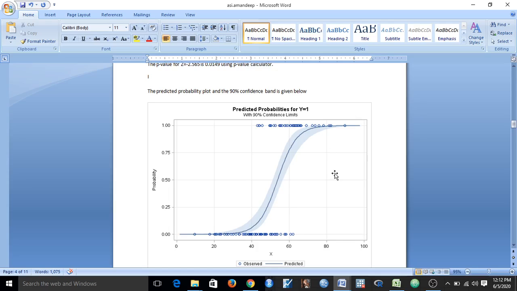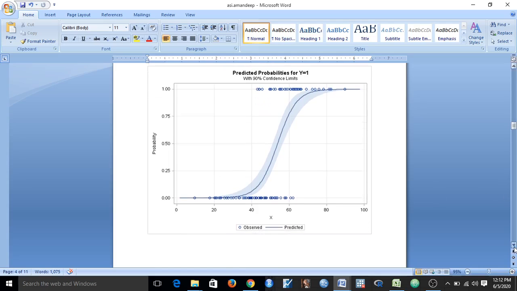So as we can see, this takes the shape of a logistic regression model. We can trace out that at x equals 60, the probability is around 0.75, and when x is 80, the probability is actually close to 1, and when x is 40, the probability is very low, around 0.06 or something like that. So that is what I have for you on this.